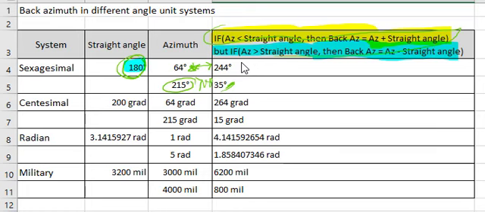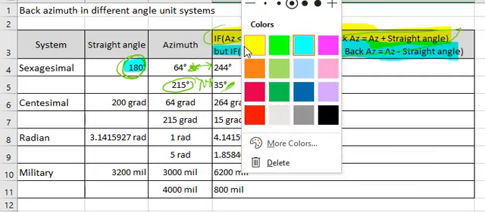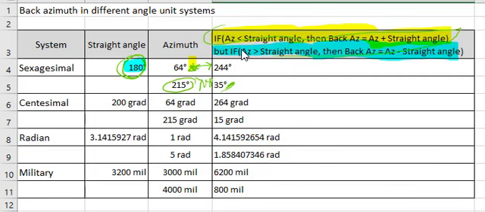So here, when we apply it for the sexagesimal system, again we have the straight angle as 180. If we have an angle which is less than 180, 64 for example, we add to it 180, and the back azimuth is 244. For 215, it is more than 180, which is the straight angle in the sexagesimal system. Then we subtract 180, so the final result is 35.